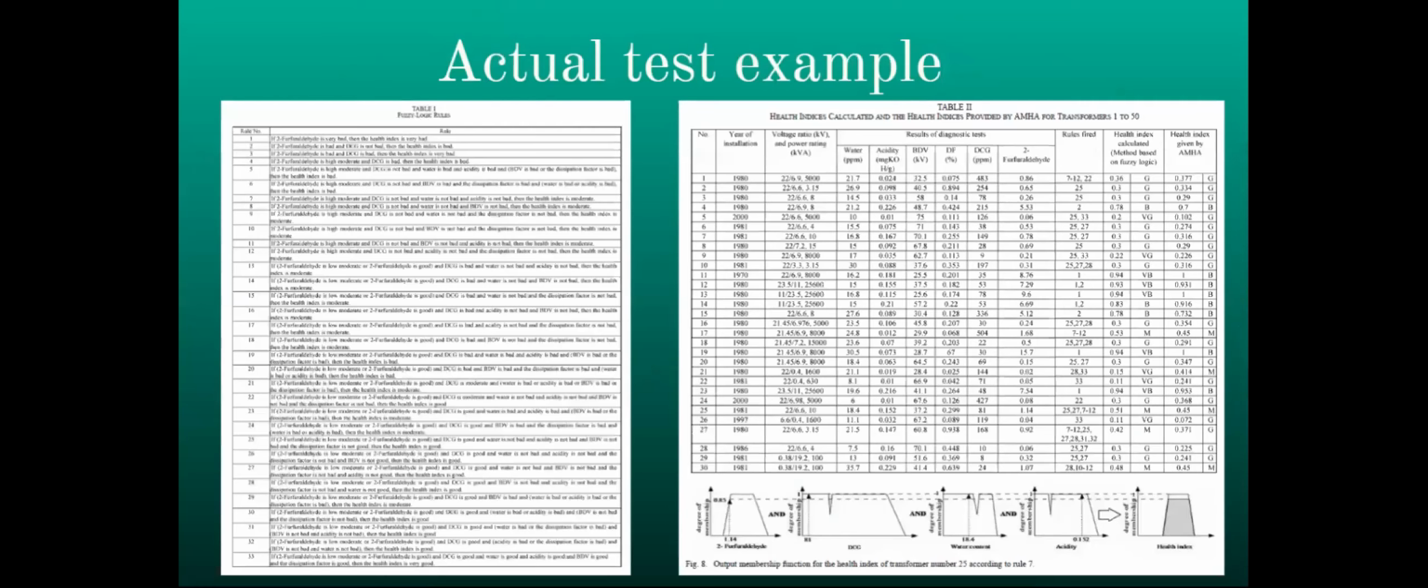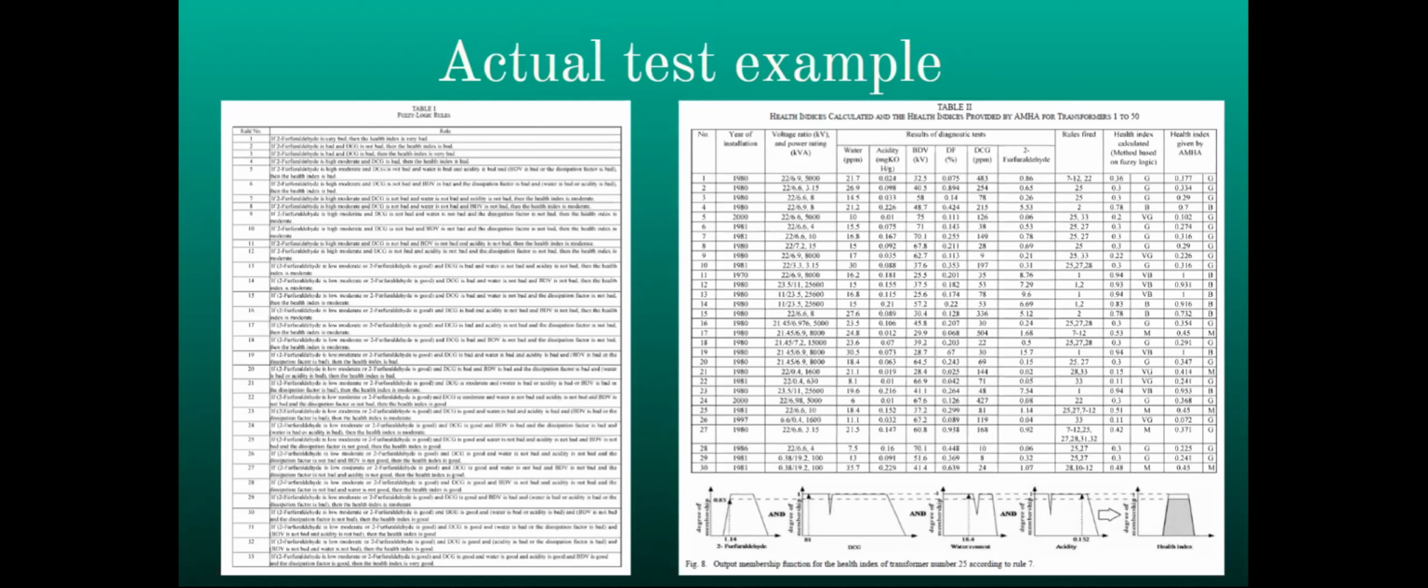So here's the actual test example from the paper I found. And so the left side has all these fuzzy logic rules, and some of the data factors get sort of rated within those rules. And then all the transformers are on the right side. So if you look at the far right side, the third column from the right is rules fired. So that correlates to table 1.